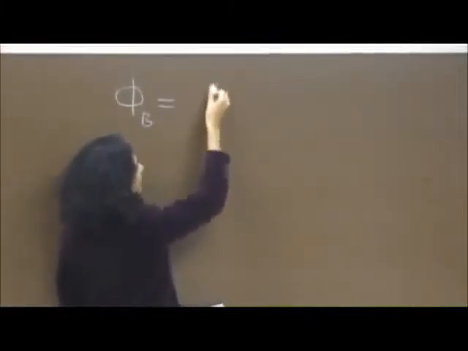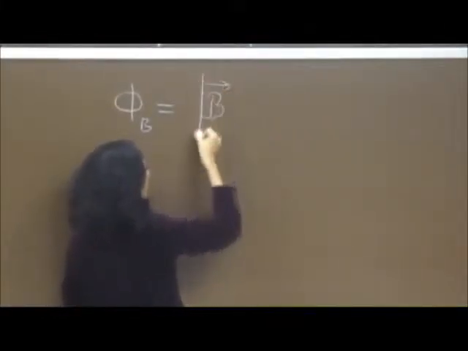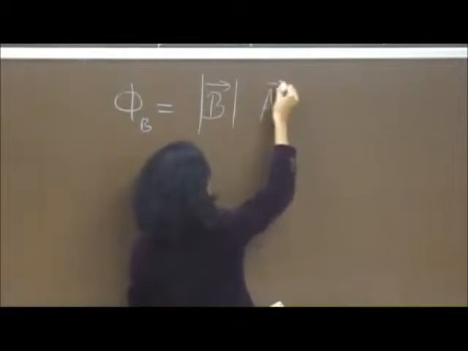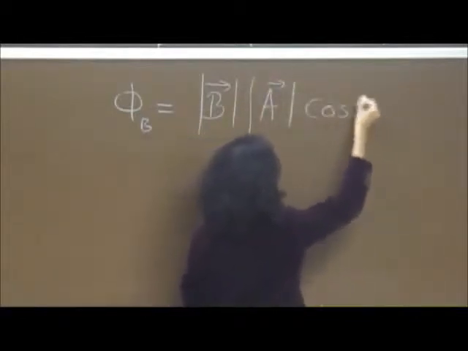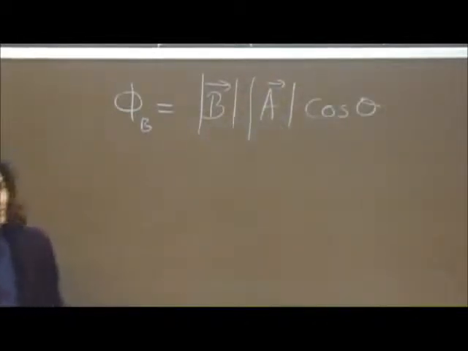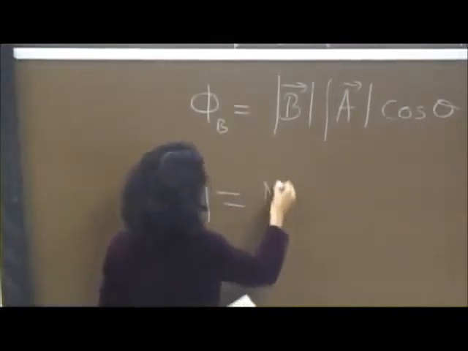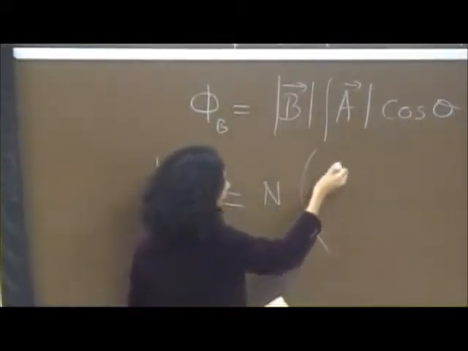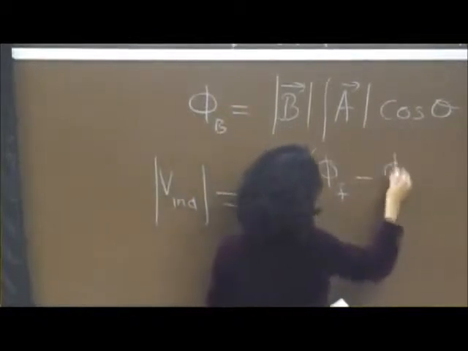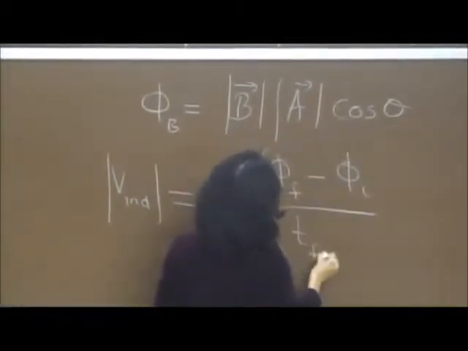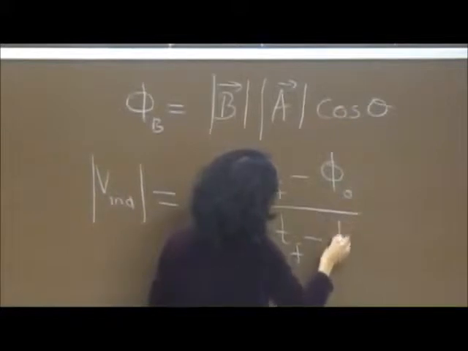It's much easier. So what is phi sub B? Phi sub B is, in our case, since the magnetic field is constant, the magnitude of B times the magnitude of A times cosine theta, where theta is the angle between the area vector and B. So the induced voltage for us has a magnitude which is N times delta phi over delta t, which means phi final minus phi initial divided by t final minus t initial.